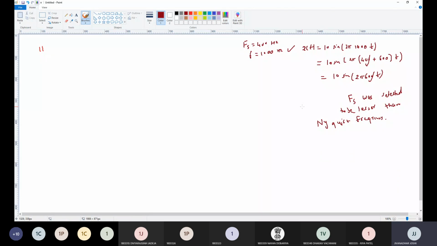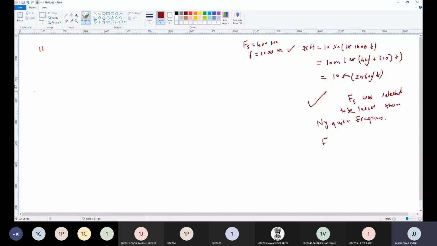right? It means that if we want to remove this problem, if we want to eliminate the problem, then either Fs should be chosen higher than the Nyquist frequency, that is one of the possible solutions, or there should not be any frequency component higher than the Nyquist frequency. Either the sampling frequency should be chosen.